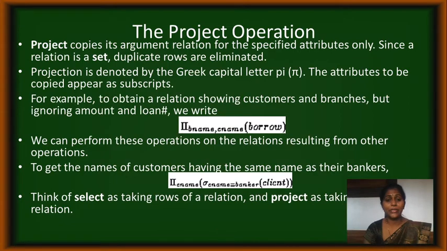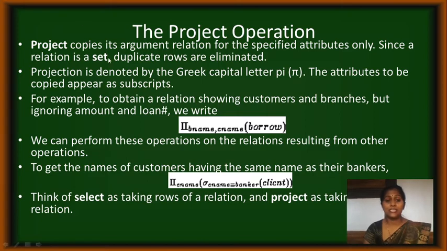So the second operation is the project operation. What is project? Whereas the select operation retrieves the row values, the project operation retrieves the columns. So projecting selected columns from the table is called a project operation. Let us see. Project copies its argument relation from the specified attributes only. Attributes are nothing but columns.